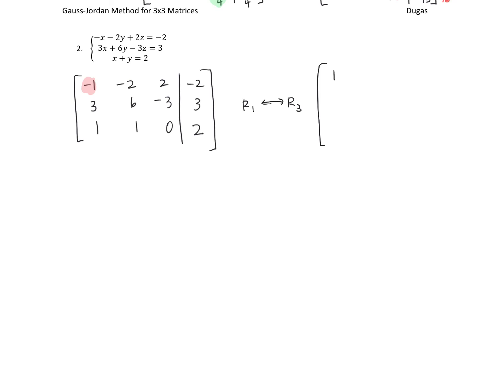So I have 1, 1, 0, 2 as my first row. And then the second row is staying the same. And then the third row is now going to be -1, -2, 2, -2. Okay, so just by switching those two rows, I now have a 1 in position A11.